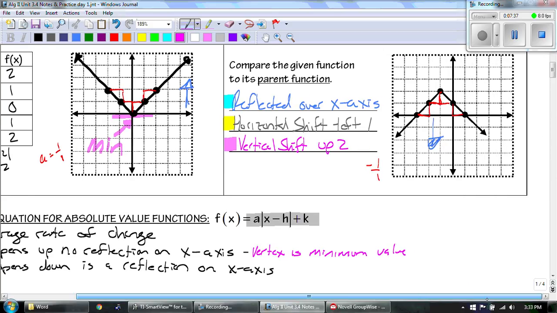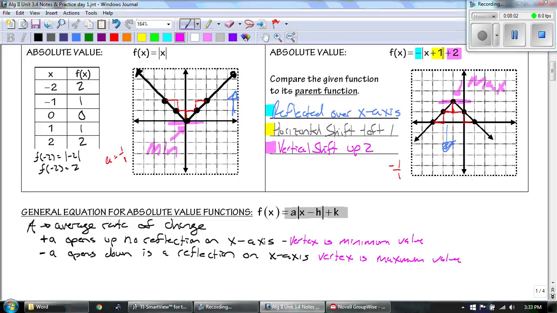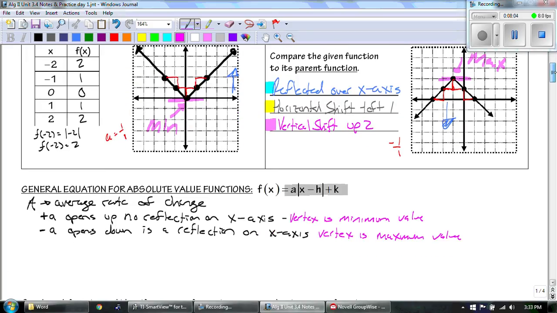Now, when it opens down, the vertex is the max value. It's as high as it gets. So the vertex is the maximum value. Okay. Now, last thing that we need to know is the vertex.